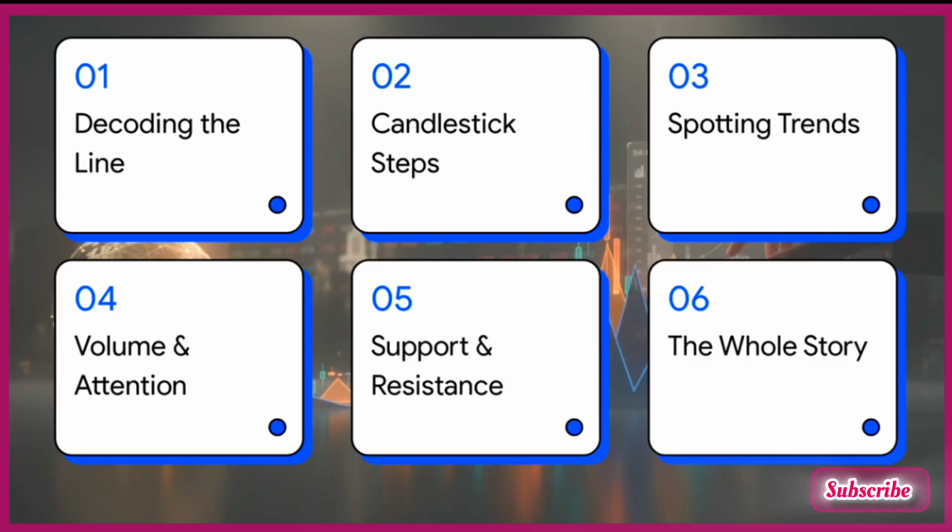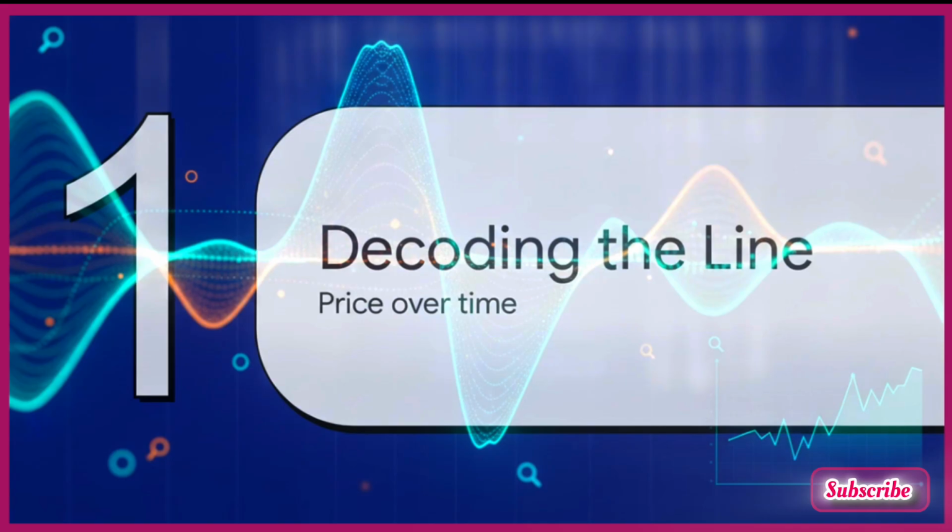All right, here's our agenda for today. First, decoding the squiggly line. Second, why candlesticks are just step counts. Third, spotting the bigger trend. Fourth, volume and who is paying attention. Fifth, floors, ceilings, and resistance. And finally, reading the whole story. Let's kick things off with Section 1, decoding the squiggly line.